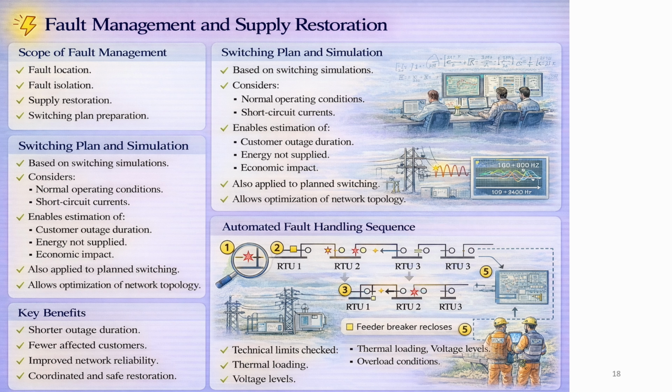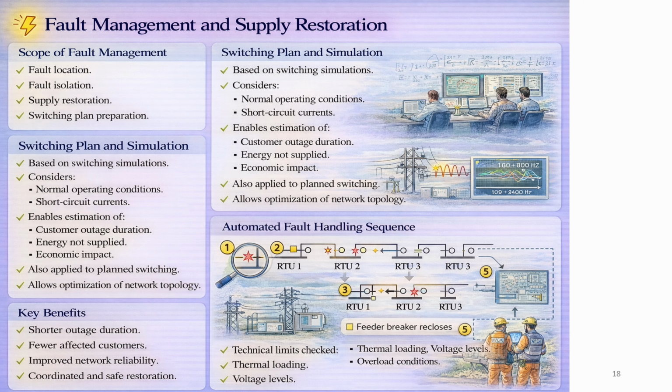Fault management includes more than fault location. It also covers fault isolation and supply restoration. A switching plan is prepared first. This plan is based on switching simulations. Simulations consider normal operation and short circuit conditions. Simulations help optimize the fault handling actions. They also allow estimation of the customer outage duration, energy not supplied, and economic impact.